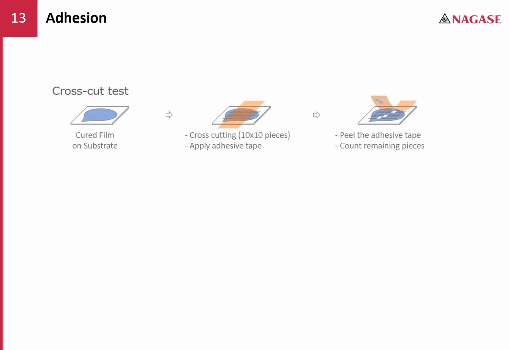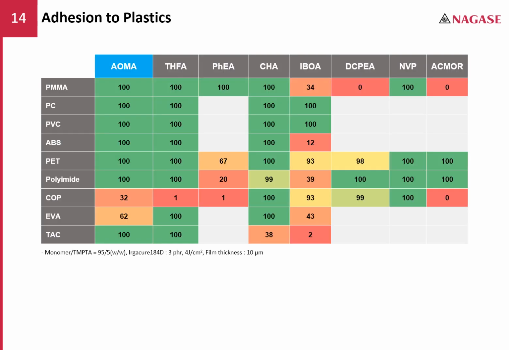Another area we wanted to look at was how does AOMA affect adhesion? In this case, we used a very common adhesion test, the crosshatch test, where we cured a film on a substrate. We then cross-cut it, made our crosshatches, 10 by 10 pieces, applied adhesion tape over it, and then peeled the adhesion tape, and then we counted the remaining pieces that are on the board. So a very common way of looking at adhesion. And I'd like to share with you the results now on this slide.